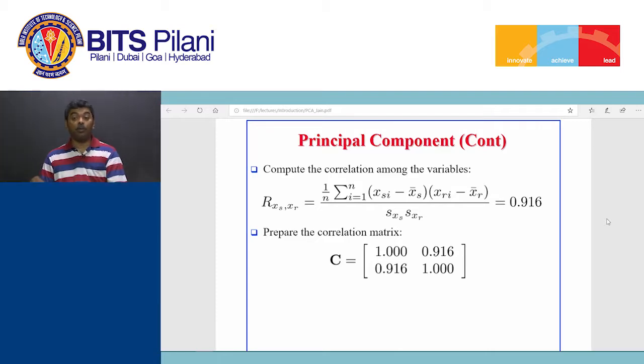Correlation between what? Because we wanted to see that if there are two input variables, number of messages sent and number of messages received, how strongly correlated they are, right? And using that, basically you compute the correlation and prepare the correlation matrix. In the correlation matrix, what you see is very interesting. If you look at it, you see that the matrix is symmetric. It's 1 along the diagonal and 0.916 along the off diagonal.